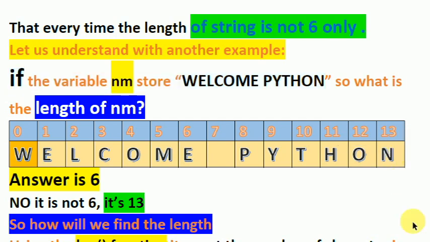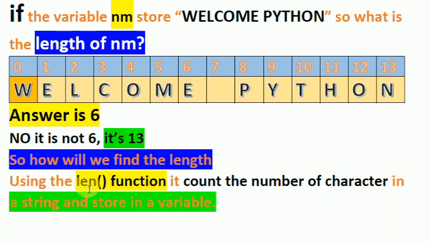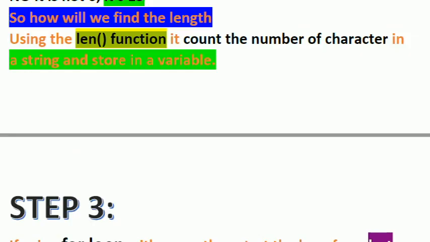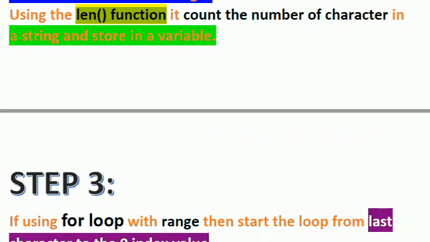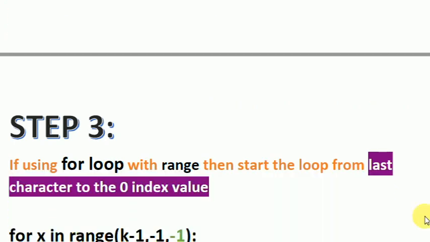So this problem is going to be solved by the function that we are using, len. That is a length function. It will count the number of characters in the string. But we need to remember one thing, that the total length is going to be deducted by minus 1. Then only we will get the last position of a string. So the next step is that we are going to use a for or while loop. We have to start with the last character and go to the 0 index value.